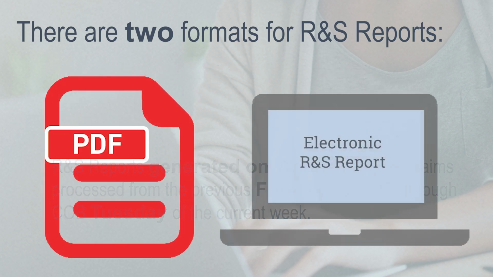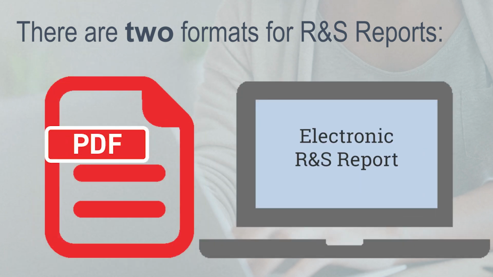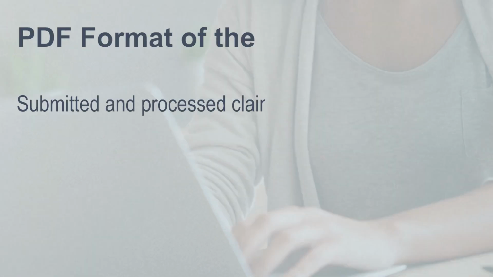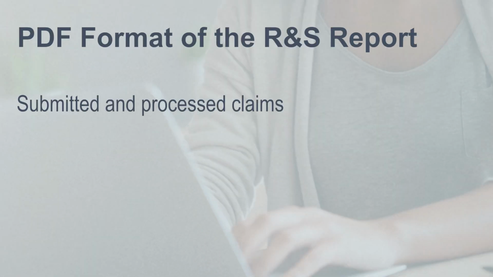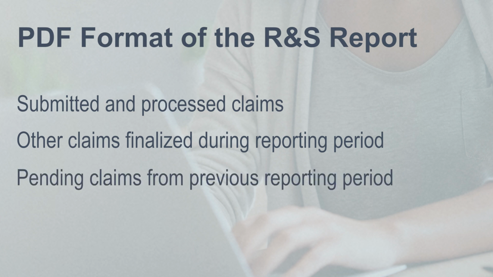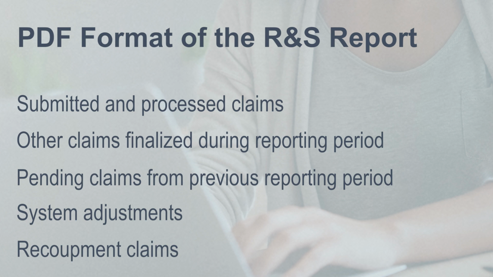the current week. There are 2 formats for R&S reports: a PDF format and an electronic format. The PDF format of the R&S report is the most commonly used and lists claims submitted and processed during a reporting period. You'll also see the other claims finalized during the reporting period, pending claims from the previous reporting period, system adjustments, and recoupment claims. We'll talk about the electronic format later in this video.